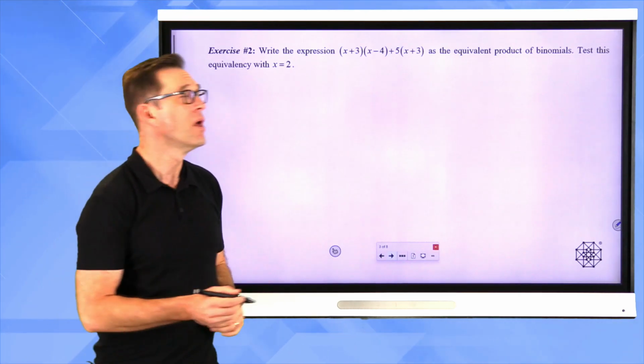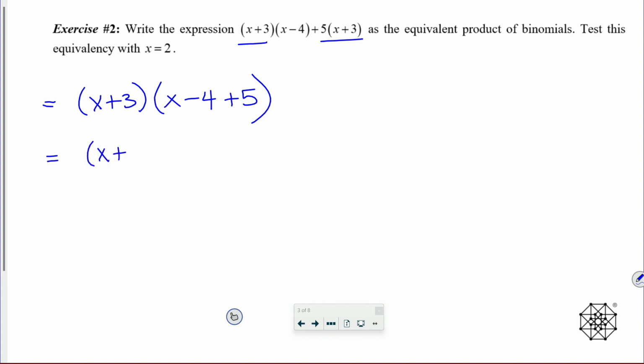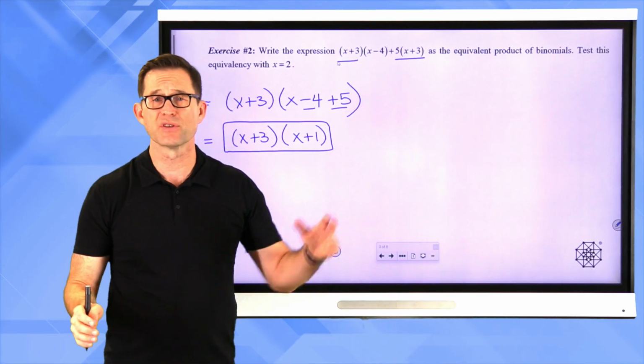All right, here we go. Well, the first thing that I can note is that I've got that common binomial factor of x plus 3. So I'm going to write that x plus 3 down, and now it's going to be pretty easy. What do I have? That's multiplying x minus 4 plus 5. Maybe I should have put a parenthesis around the x minus 4 at first, but there's no real hazard there. So I'm going to have x plus 3, and a negative 4 and a positive 5 end up giving me x plus 1.